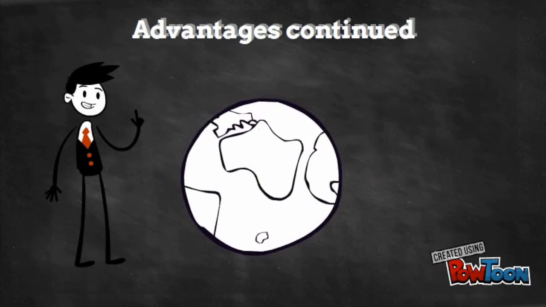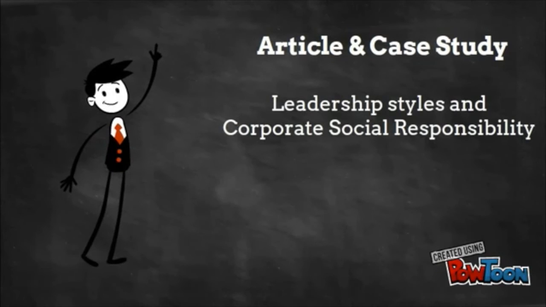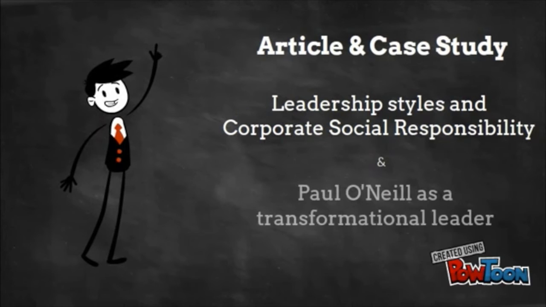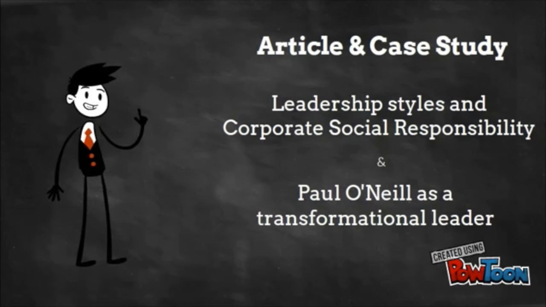An article on different leadership styles and follower attitudes towards corporate social responsibility, and a case study on Paul O'Neill as a transformational leader and past CEO of Alcoa Manufacturing.